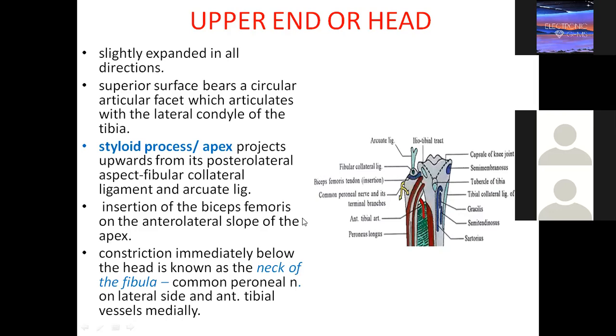Okay, the biceps femoris. Now, obviously, any constriction below the head is the neck of the fibula. So the neck of the fibula is related to this nerve. Can you see there is one nerve coming? That is the common peroneal nerve. Okay, it's also related on the lateral side. You will see the anterior tibial vessels medially and this common peroneal nerve laterally.